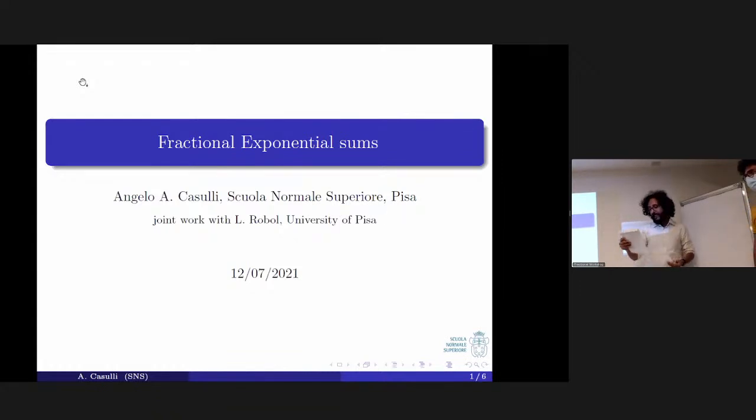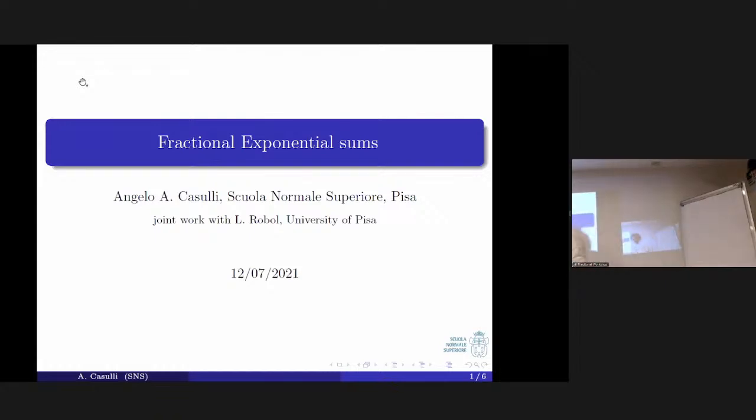Okay, so we start with the afternoon session that starts with the young talk list. We'll have some PhD students and postdocs, and they'll introduce their early work on fractional differential equation related topics. And we start with the first one, that is Angelo Casulli from Scuola Normale Superiore.